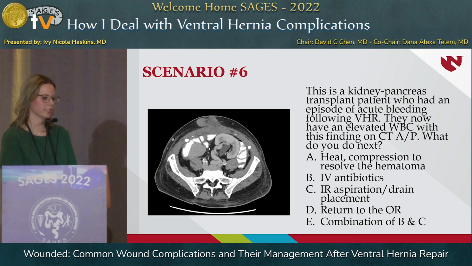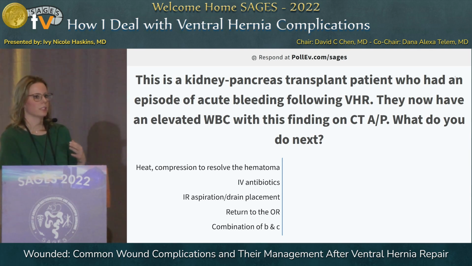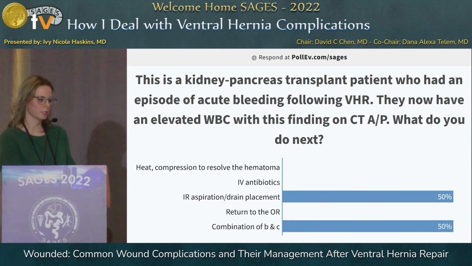Scenario 6, this is a kidney pancreas transplant who had an episode of acute bleeding following ventral hernia repair. They now have an elevated white blood cell count with this finding on CT. What do you do next? So the CT is gone, but the patient has a subcutaneous fluid collection, which is above their mesh.